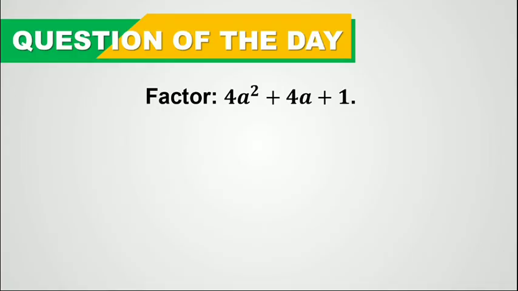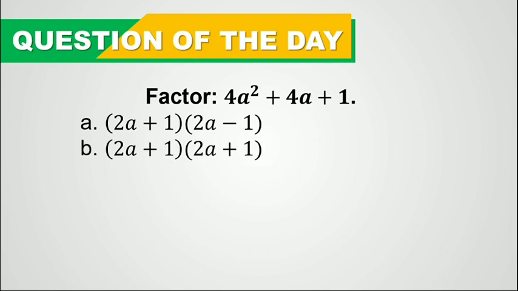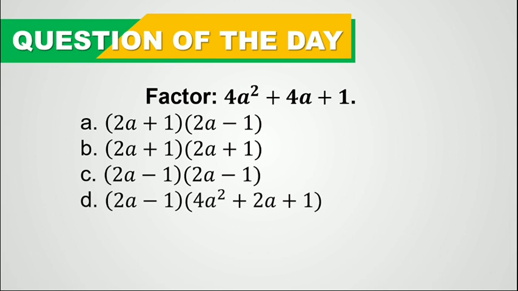What are the factors of 4a squared plus 4a plus 1? Is it letter A, 2a plus 1 times 2a minus 1? Or letter B, 2a plus 1 times 2a plus 1? Or letter C, 2a minus 1 times 2a minus 1? Or letter D, 2a minus 1 times 4a squared plus 2a plus 1?